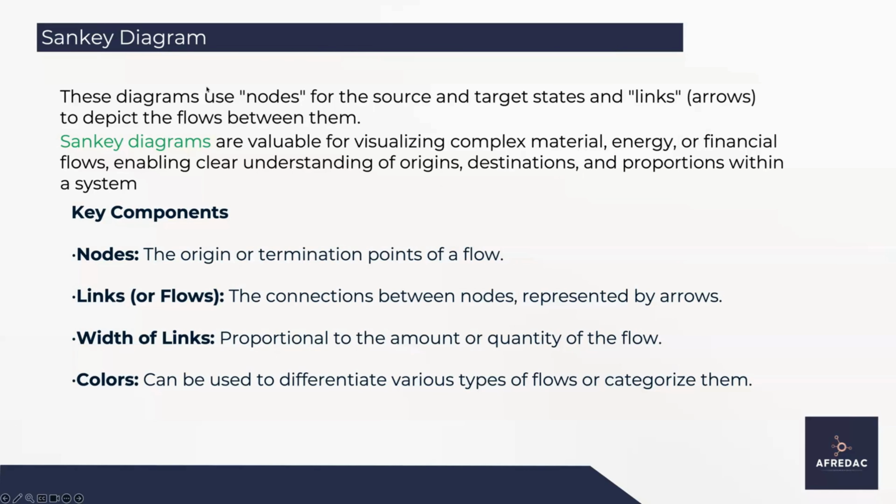These diagrams use nodes for source and target states. So in as much as you have the data, before even plotting, you must know which data point or which data set or which data component will be the source and what will be the target states. Then there will be links between them, so we'll do what is called matching. You have to match the source and the targets so that you can depict that flow.